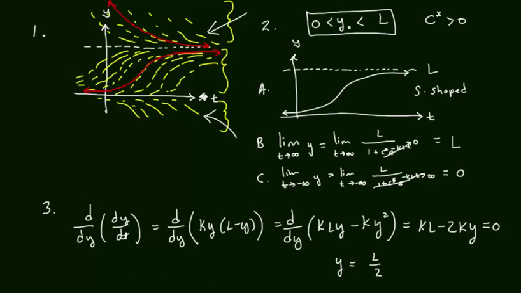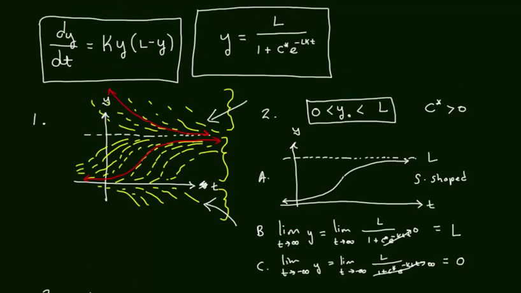I can verify that by taking the next derivative. So the derivative of the derivative again with respect to y, and that's always going to be negative 2k, which is less than 0, verifying that it is a max at y equals L over 2. And this is always the case. y will be growing fastest when we're at half the limit. If I come over here and look at half of L, here's L over 2, the graph is growing fastest at L over 2.